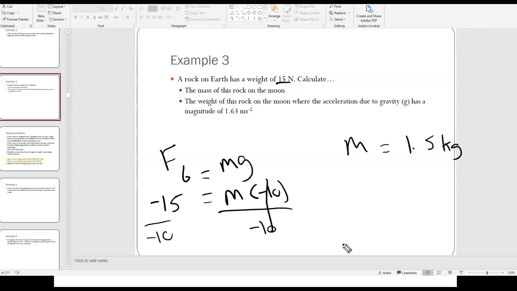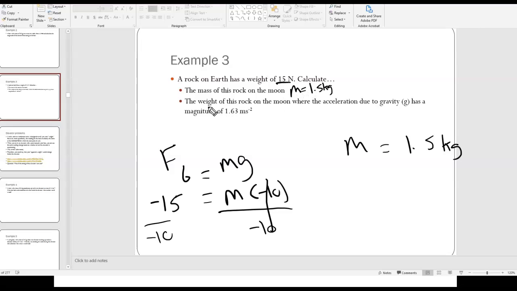But wait, you say, the problem doesn't say to find the mass of the rock on the Earth, it says to find the mass of the rock on the moon. Okay, this is kind of a concept question where you have to recognize it's the same thing. Mass doesn't change from the moon to the Earth because mass is a measure of inertia. That just has to do with how much matter makes up the object. So it's 1.5 kilograms on Earth, it's still 1.5 kilograms on the moon. Okay, so that's the answer to the first question.